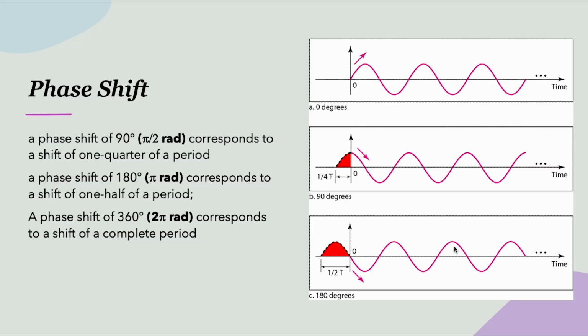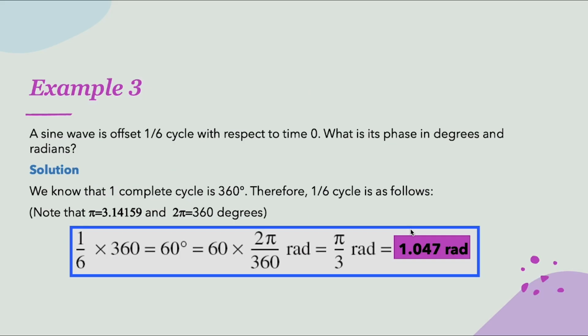Okay. So let's do an example here to illustrate how and when we use these phase concepts, right? So the example in here is a sine wave is offset by a 1/6 cycle with respect to time 0. What is the phase in degrees and radians? So if we understand that one complete cycle is 360 degrees, right? Therefore 1/6 of the cycle is going to be 1/6 of that 360 degrees, which is going to be equal to 60 degrees.